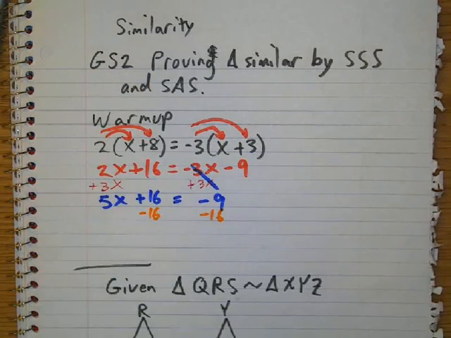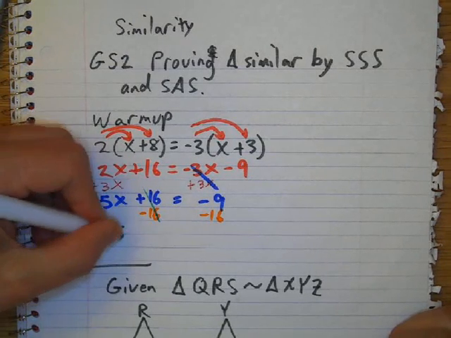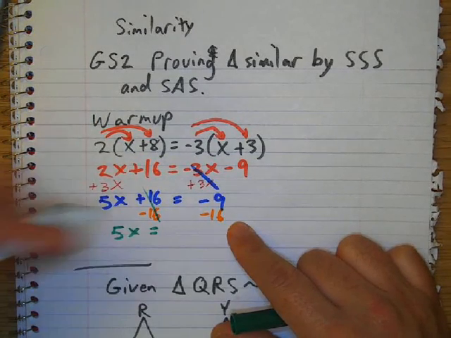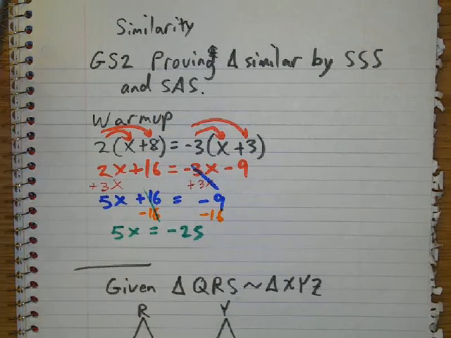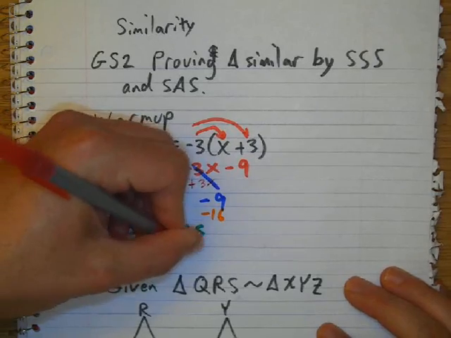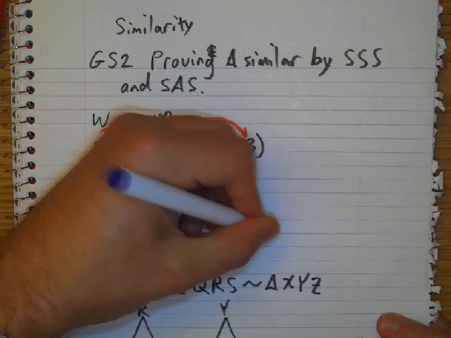And that'll make that go away, and then I have 5x equals -9 and -16, which gives me -25. And then the final step is we're going to divide both sides by 5, and then we end up with x equals -5.